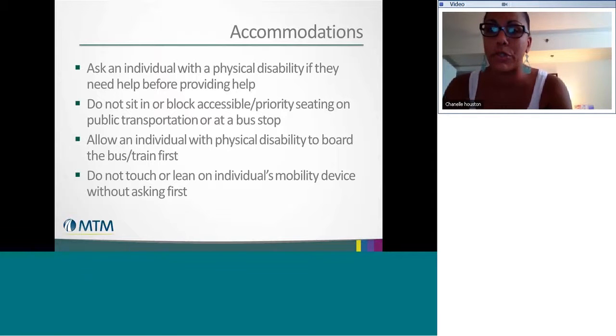A lot of times persons with physical disabilities who use a wheelchair or other mobility device need room to get situated in the priority seating or in the wheelchair space. And if others are standing in that space, it makes it difficult for the person with their mobility device to maneuver into that area. And then the other thing to remember is to not touch or lean on an individual's mobility device without asking first. Even if you think you are helping that person in any way, you could be getting in their way of getting around or even throw their balance off by leaning on them in any way. Next slide.